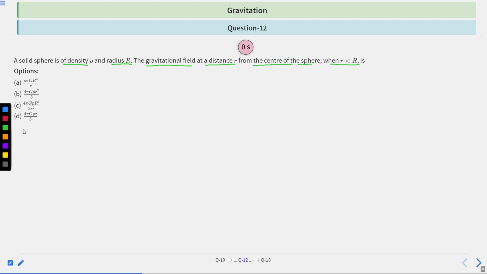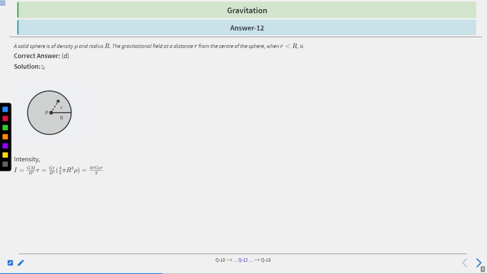Let's find a solution. So, according to the question, a solid sphere is of density rho. Suppose this is a solid sphere and the radius is R. The given radius is R and the density is rho. Rho is the density of the solid sphere. Clear? The gravitational field at a distance r. This is the distance r from the center of the sphere. This is the center of the sphere. Clear? Where r is less than R. This r is less than this R.